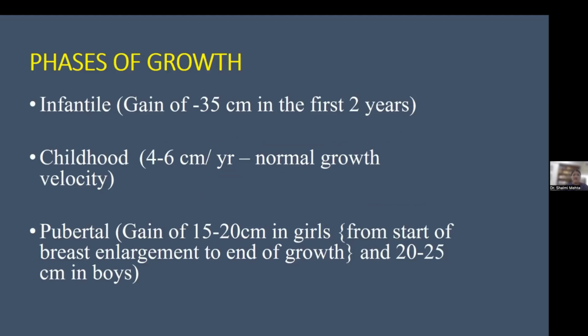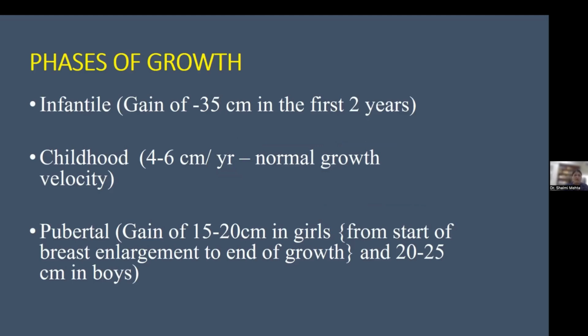Now, there are different phases of growth. We have all gone through these different phases of growth. The first is the infantile. So the first 2 to 3 years of life, the baby is going to grow very fast. So to give you an example, a child is born with a birth length of around 50 centimeters.